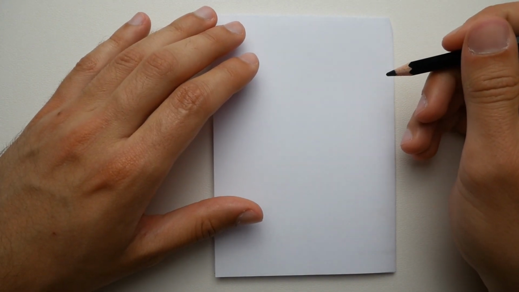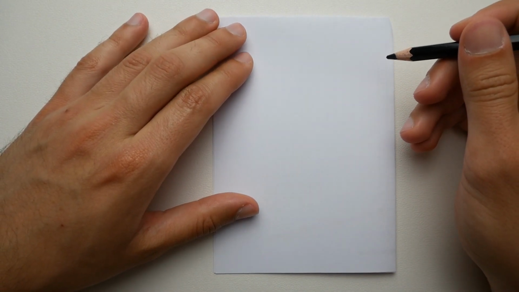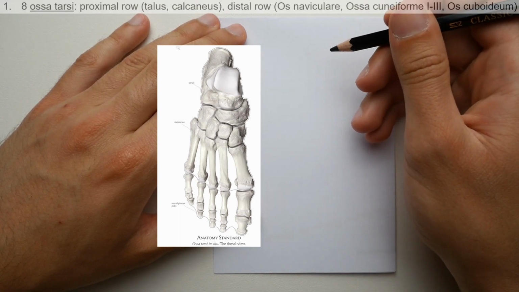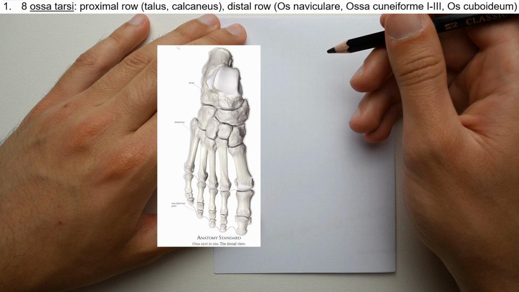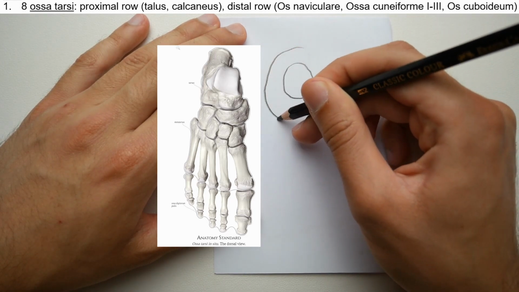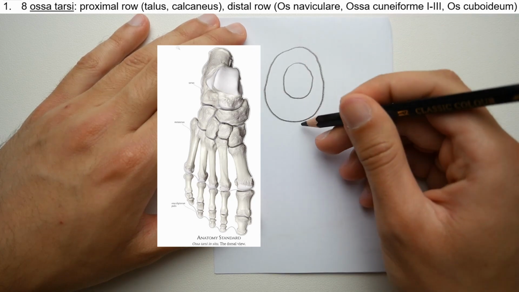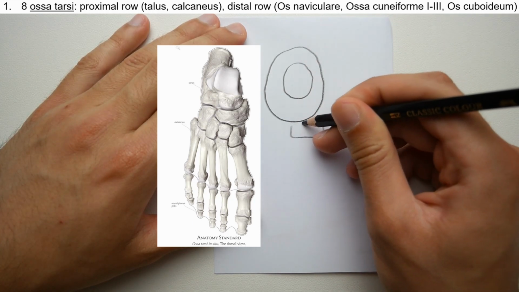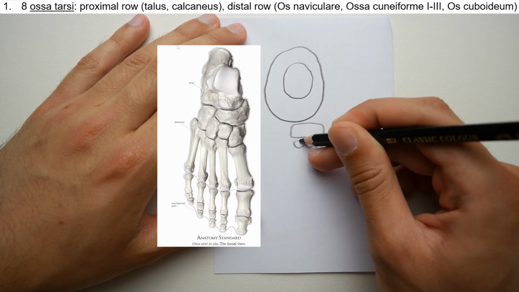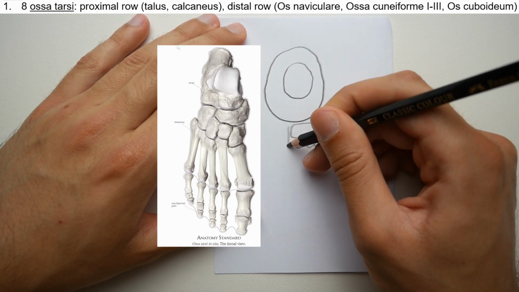Now, a brief overview of the bones of the foot. The ossa pedis can be divided into 3 sections. Firstly, the 7 ossa tarsalia, consisting of talus and calcaneus, as well as os naviculare, os cuneiforme 1 to 3, and os cuboideum.